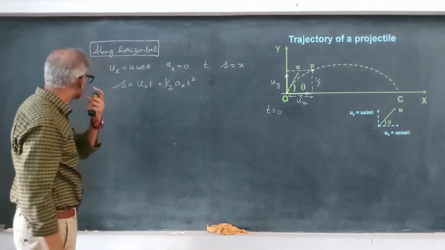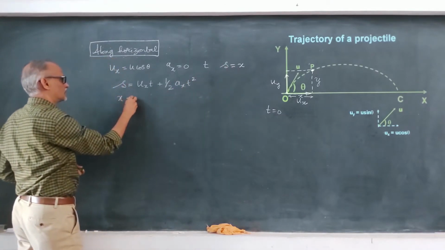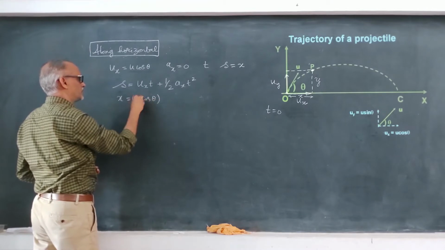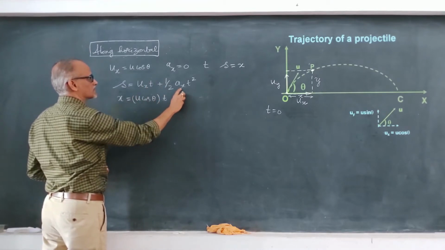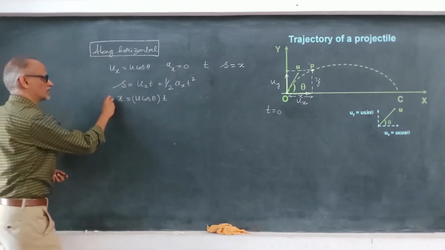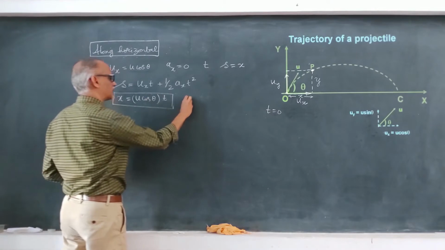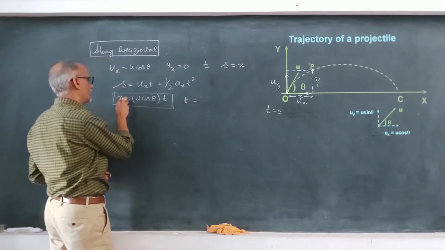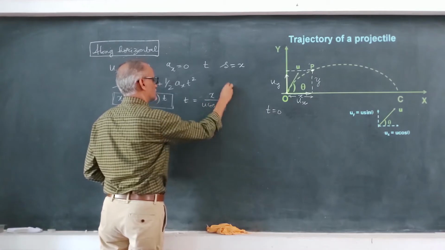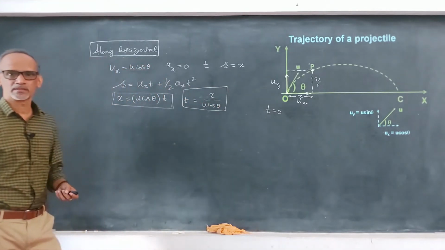So, what is s? s is nothing but x. What is ux? u cos theta, into t. What is ax? 0. Therefore, this term becomes 0. So, this is one of the equations which you have to remember. From this, I can rearrange that t is equal to x by u cos theta. We need this later for the substitution. Are you clear with this first equation?